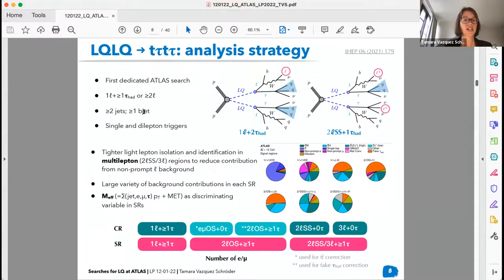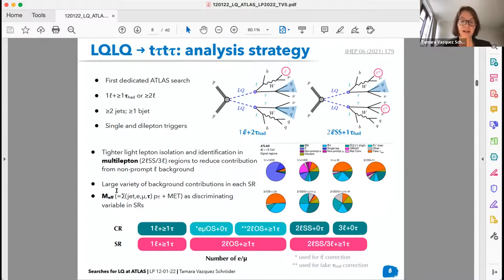We require at least two jets from which at least one should be b-tagged, and events are selected with a single and the dilepton trigger. In the multi-lepton channel, we additionally require tighter light lepton isolation and identification to reduce the contribution from non-prompt lepton backgrounds. But if you see the pie chart here from the various signal regions and you see the background contributions, you can notice that there is quite a diversity of background contamination depending on the region we're looking at. So that's why we also have dedicated control regions to study and also validate each of them.